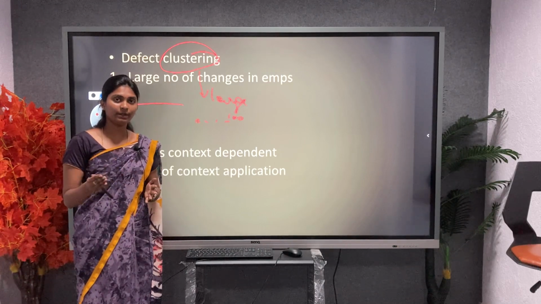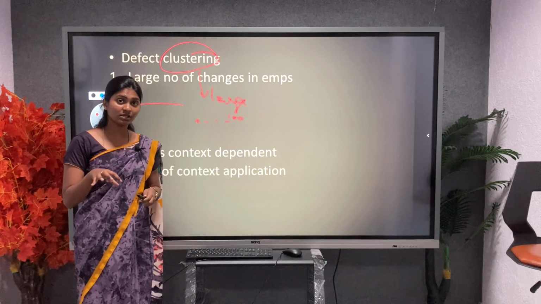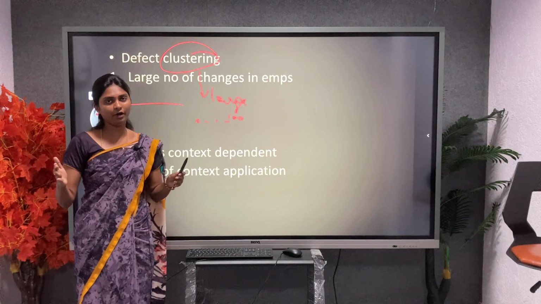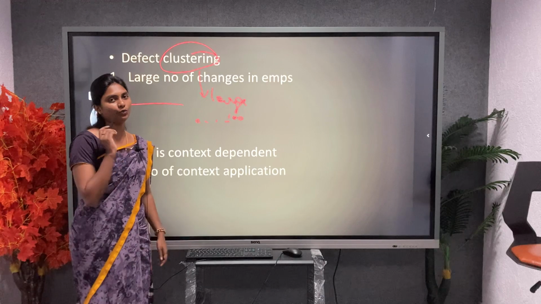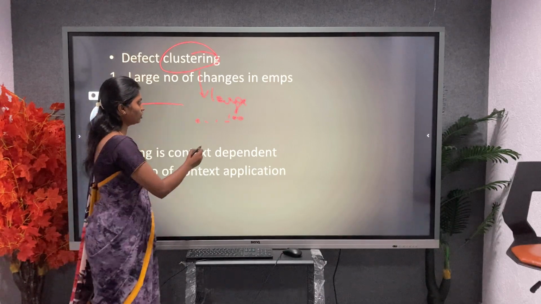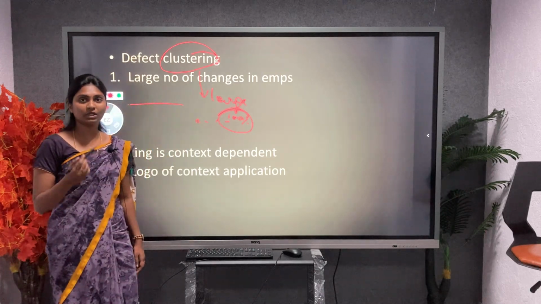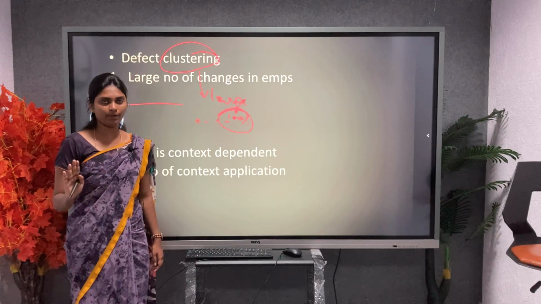Okay, but 20% is not bug free, because a huge amount of infection data, or a huge amount of defects or faults, will occur in that 20% only. So we have to give 100% bug free. So 80% is not enough.